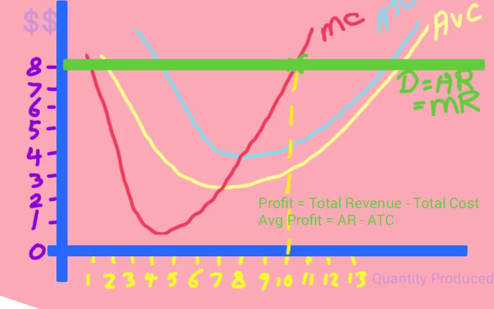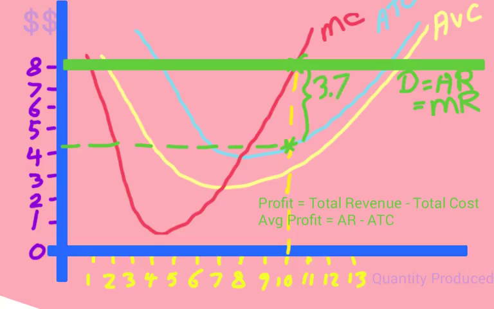And the average total cost is right there. So if we take this difference, the average revenue, $8, minus the average total cost, and that looks like, if we go to the vertical axis, a little bit above 4, let's say 4.25. So we know that the average profit for the firm is 8 minus 4.25, so about 3.75.